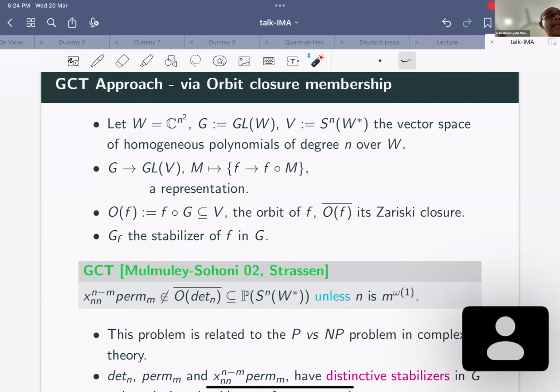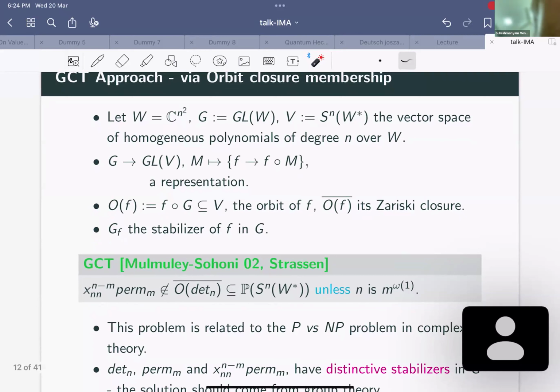So what is their idea? Their idea is now to look at these as orbit closure problems. Let me describe that very briefly. So now you fix this vector space of n squared dimensions over C. You look at polynomials of degree n in these n squared variables. Let us assume that the variables are numbered so that they are x11, x12, all the way down to xnn.